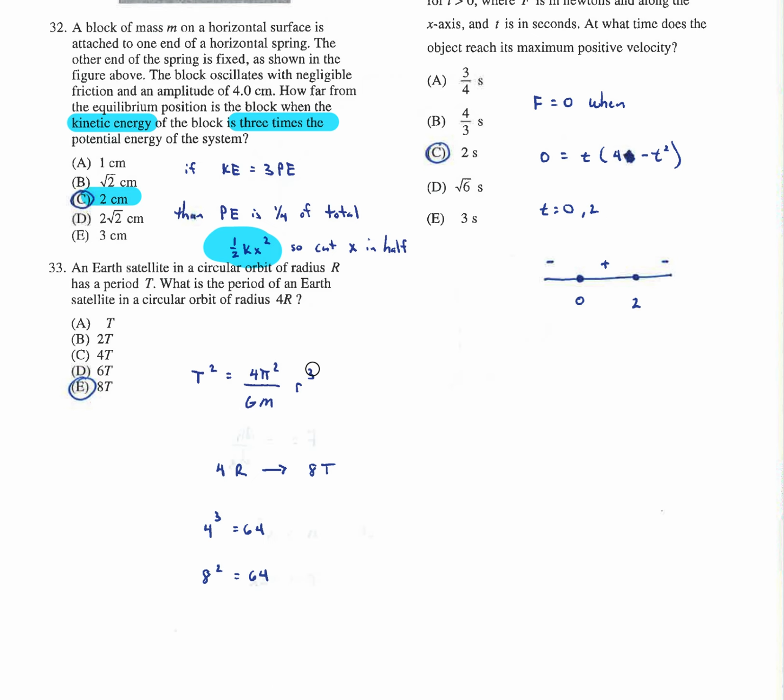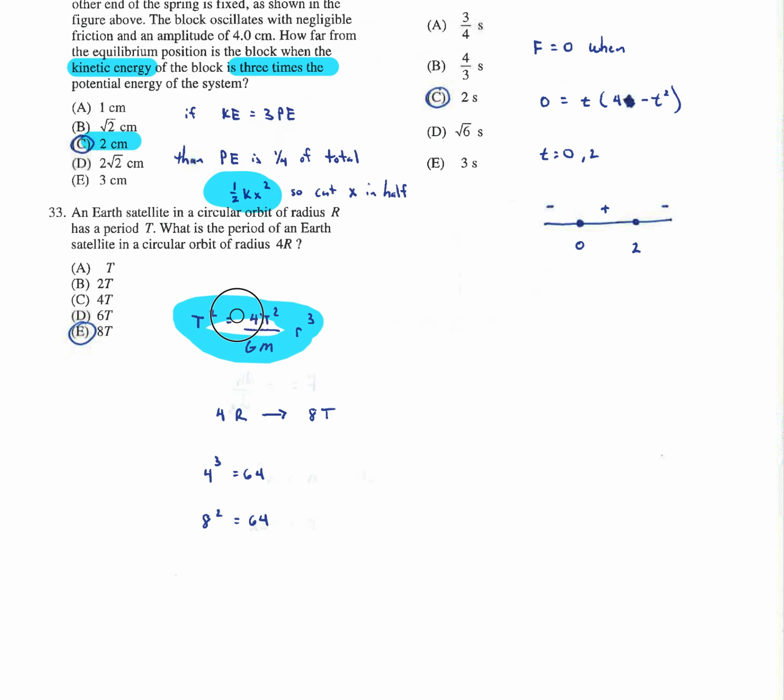So is this next one. This is Kepler's third law. It says that the period squared is proportional to r cubed. Again, the only numbers that really work out well here are 4 and 8. 8 squared is 4 cubed. Definitely something you want to remember. So a 4 here leads to an 8 here.